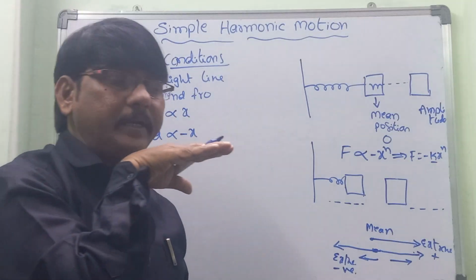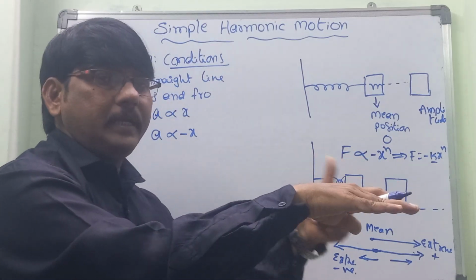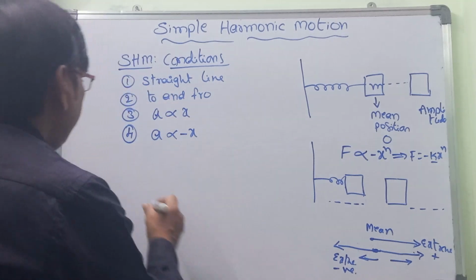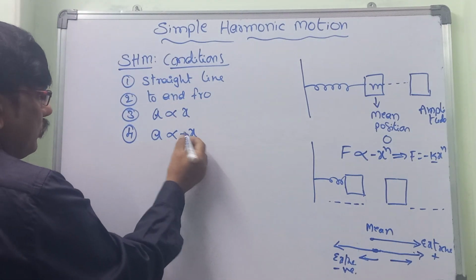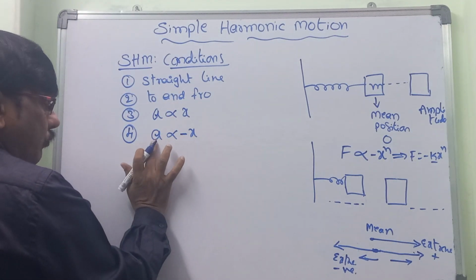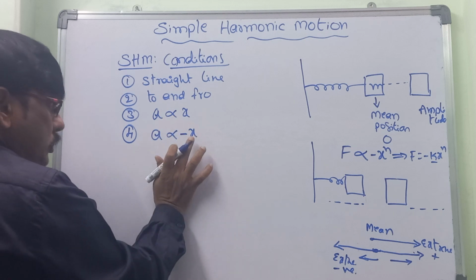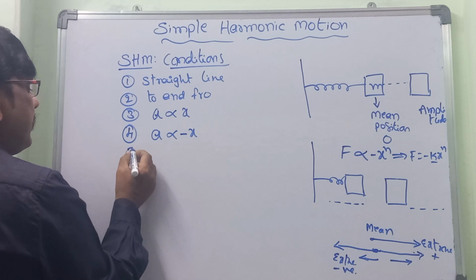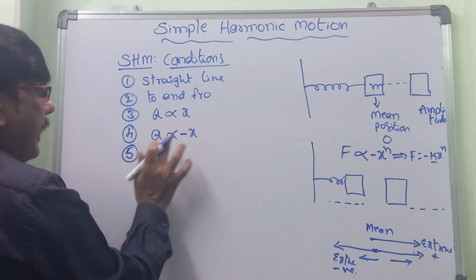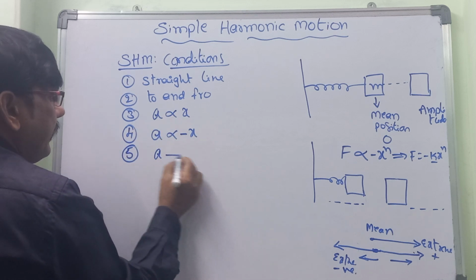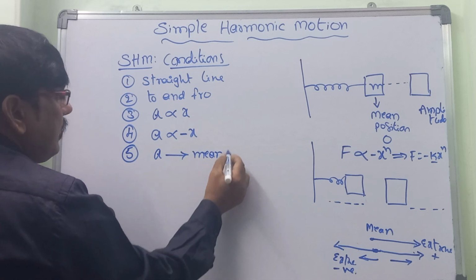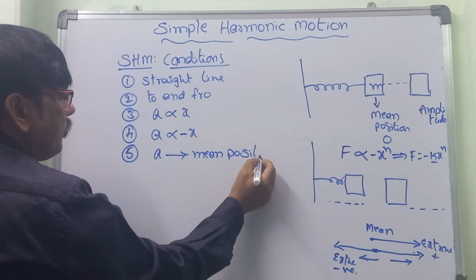For example, if a particle is moving to the right side, the acceleration has to be directed to the right side. Next, all the time this arrow mark shows that the direction of the acceleration is opposite to the direction of the displacement of the particle. Also, the acceleration all the time has to act towards the mean position. So these are all the conditions for a simple harmonic motion.